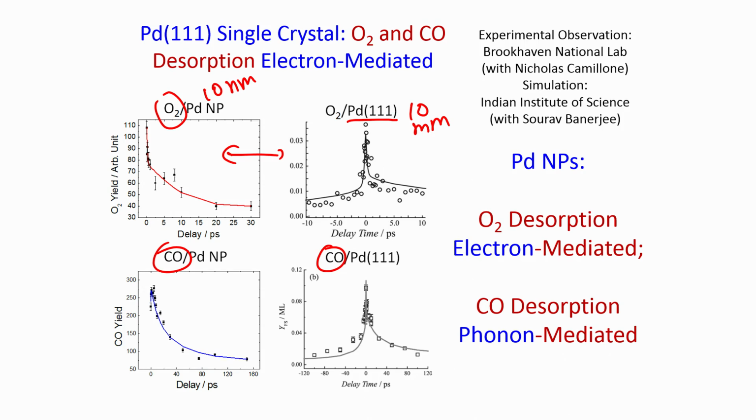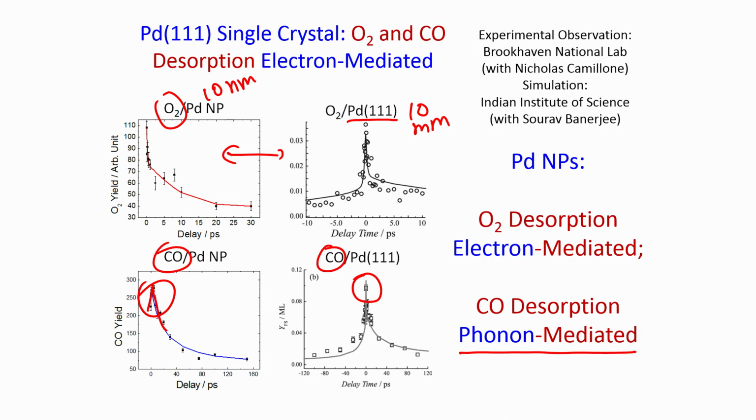If we change the molecule from oxygen to CO on this very small dimension and large dimension system, then we see a big change near the zero delay. Here we have only a decay; here we have an increase and then a decrease, with a dip. These two differences are characteristic of a phonon-mediated process. Why phonon mediated?